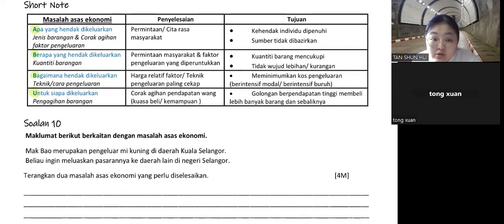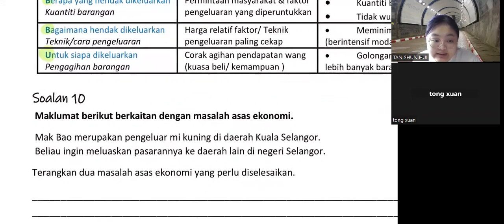So you see, question 10, they will tell you like this: Maklumat berikut berkaitan dengan masalah asas ekonomi. Related to asas ABBU: apa, berapa, bagaimana, untuk siapa. So, let's see. They say what? Terangkan 2 masalah asas yang perlu diselesaikan. Need to be solved. Solved already, haven't. So we got to find out the ones that haven't been solved.